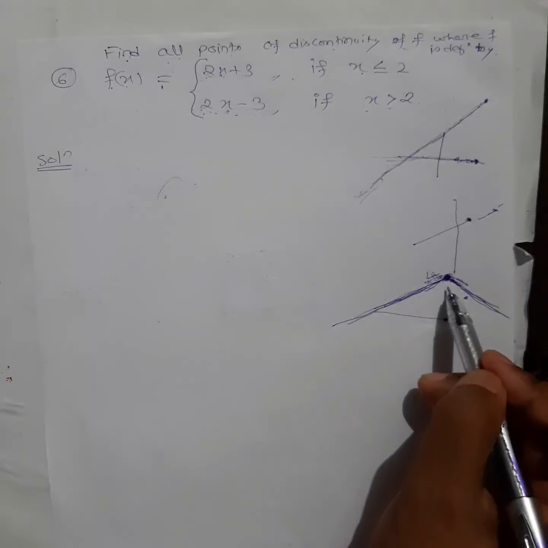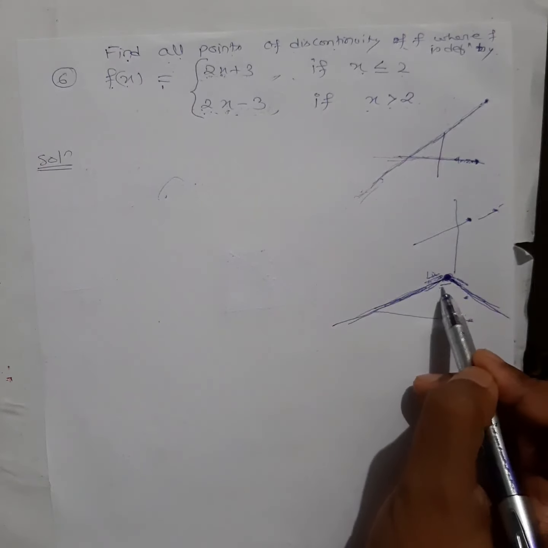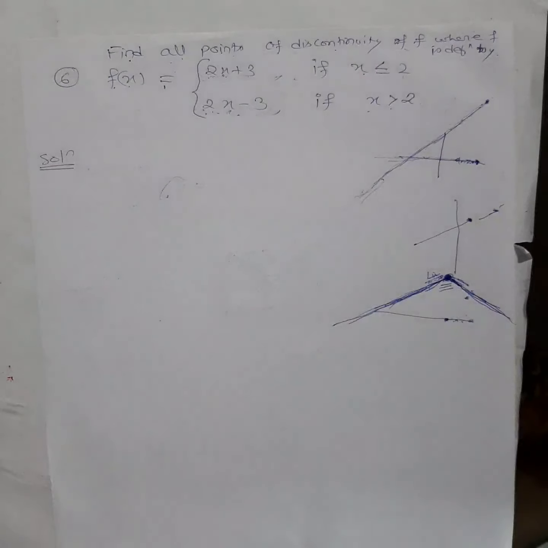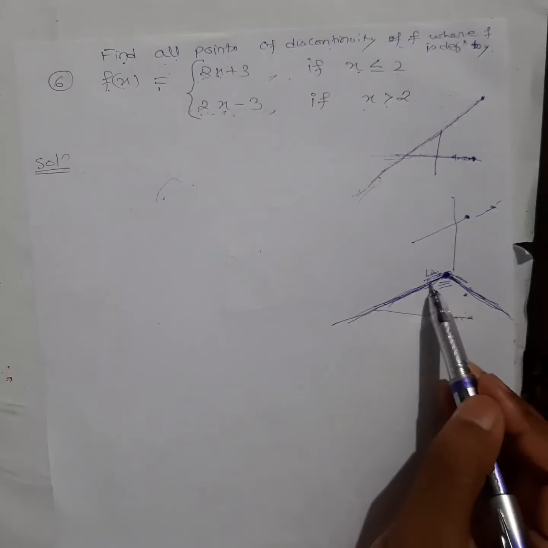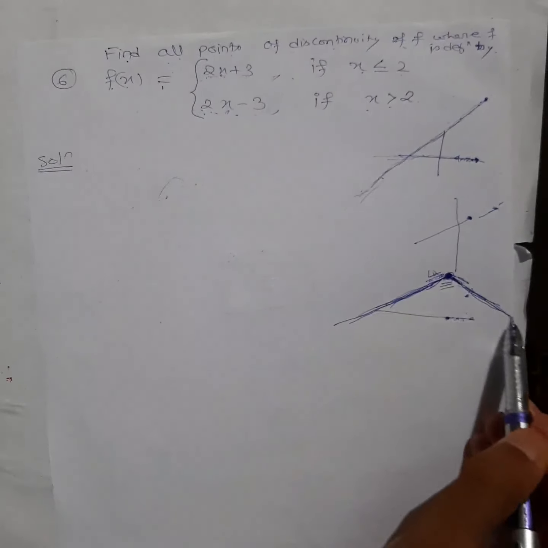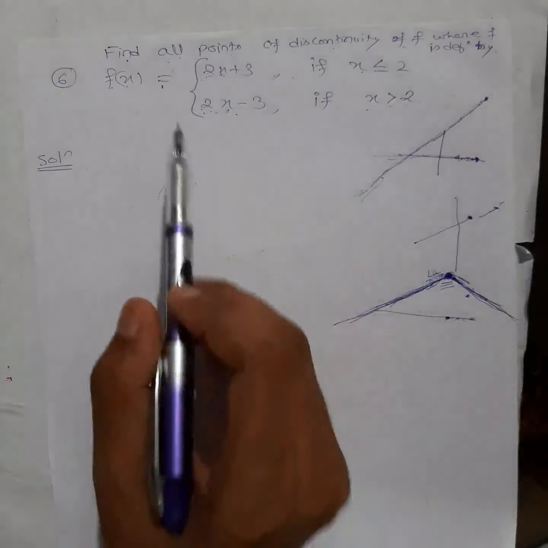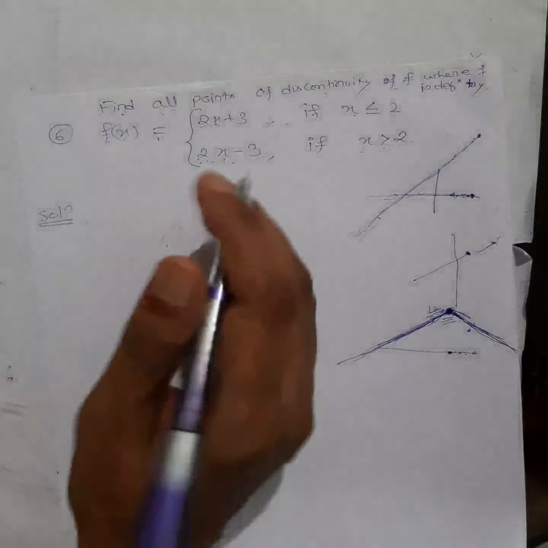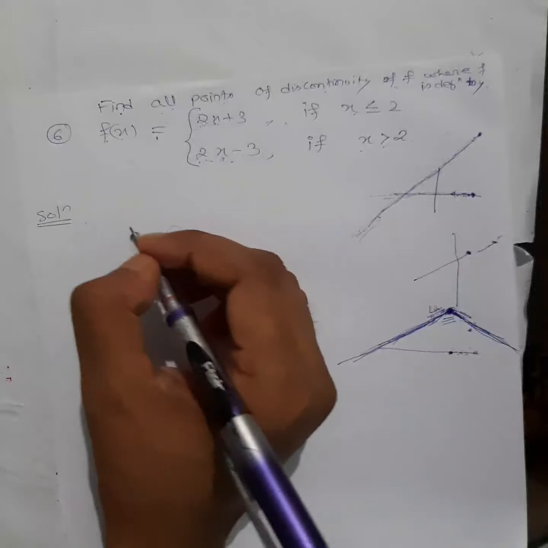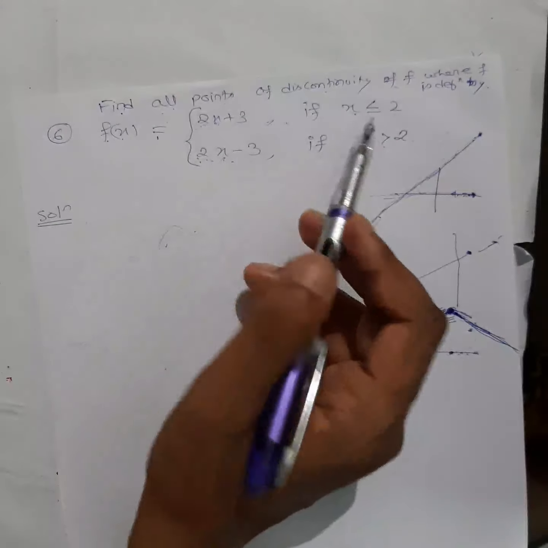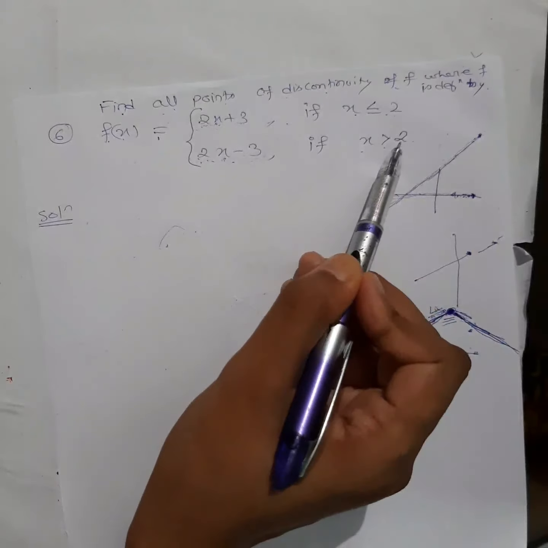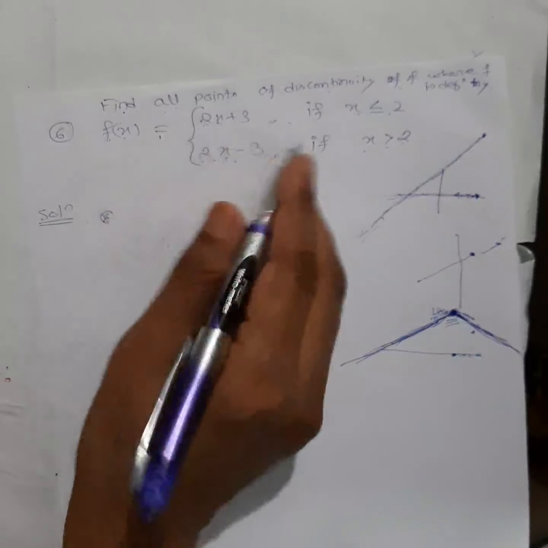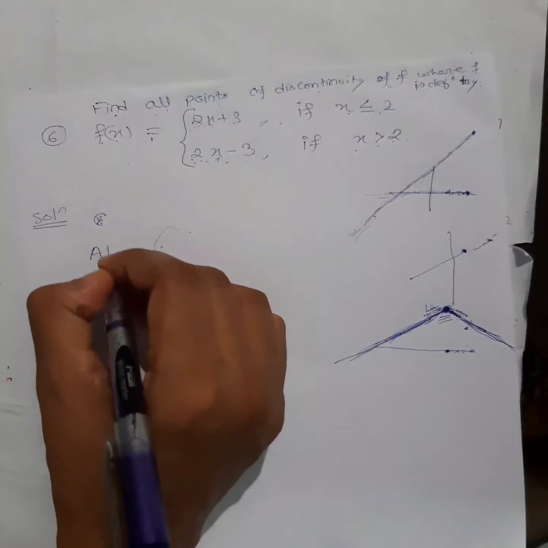So the question here is, you have to find all points of discontinuity. Now the discontinuity may be at 2 exactly. The rest I know it won't be discontinuous. It will be continuous, means the graph will never break at the rest of the points. So this logic you need to use here. Otherwise it is a simple question. So where will I check the continuity and discontinuity? Only at 2.